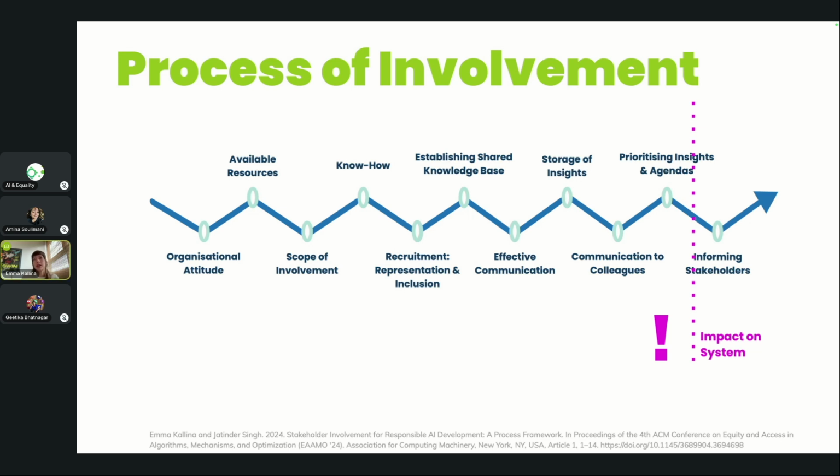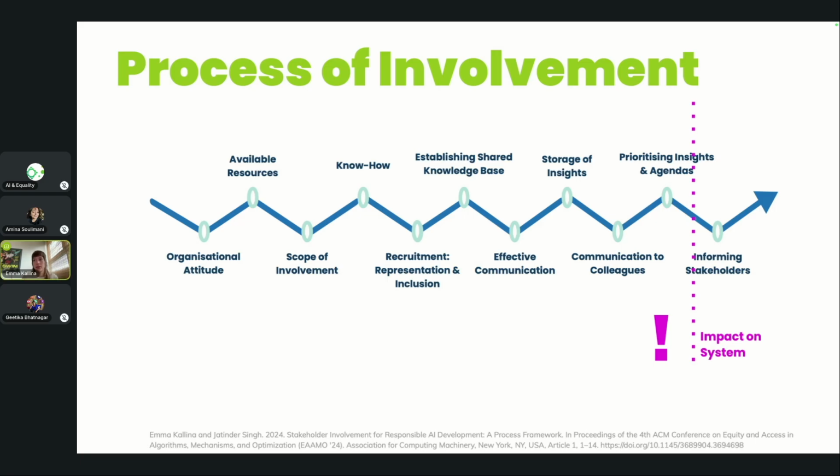I think what happens in practice a lot is that after effective communication, maybe this stuff gets stored, maybe it even gets talked about with colleagues, but on the prioritization stage, it really often fails. As soon as stuff is in conflict with commercial interests in practice, the process breaks.